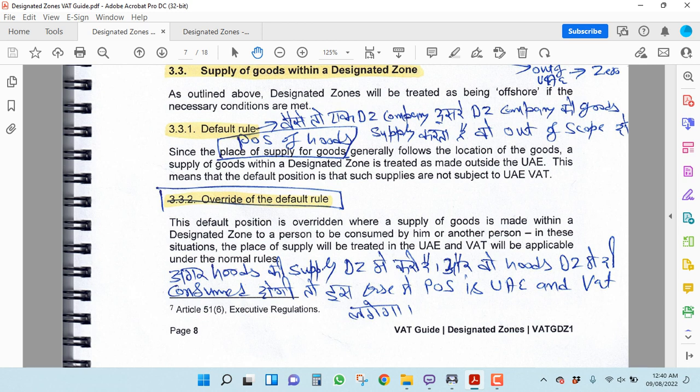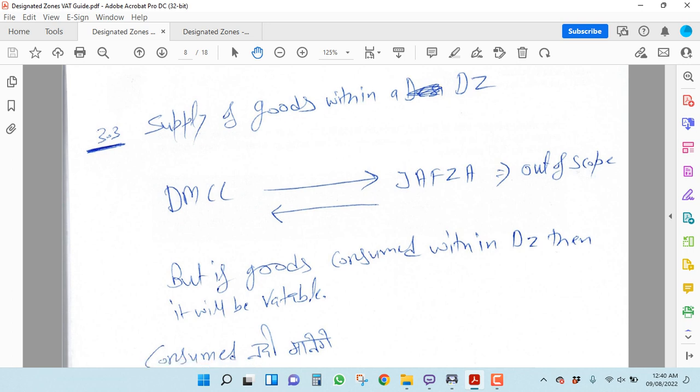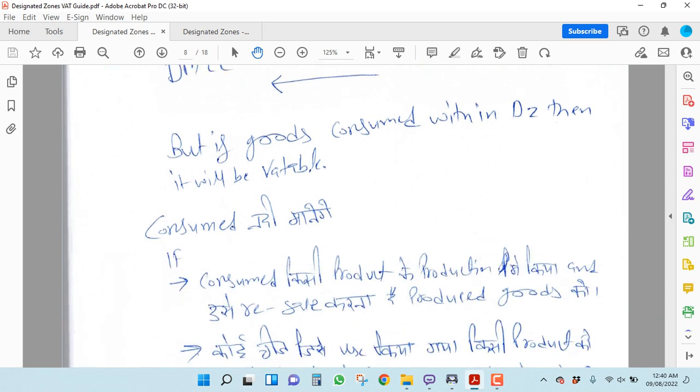The main default rule was that the place of supply will be outside the UAE and VAT should not be charged, but if it is going to be consumed by himself or any other person within the DZ, then the place of supply will be the UAE and VAT will be charged under normal rules. Okay, here is the example. You can see DMCC and DAFZA, both are designated zones. If they are doing transactions within them, then it will be out of scope, but if goods are consumed within the DZ, then it will be VATable, tax will be charged.